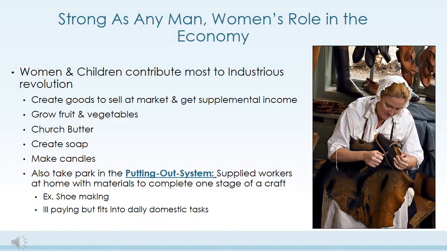And another good example of this is that women took part in something called the putting out system. And this system would supply individual workers at home with the materials that they needed to complete one stage of a craft. And this was often done with shoemaking. It didn't pay very well, but it did fit into their daily domestic chores. It was something that they could do when they found a moment or two of extra time each day, and it provided supplemental income to the family. So there really wasn't a whole lot of downtime for either men or women in the colonial era who were working constantly to achieve a better status.